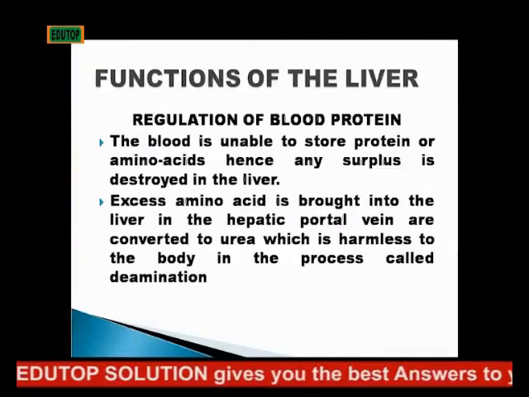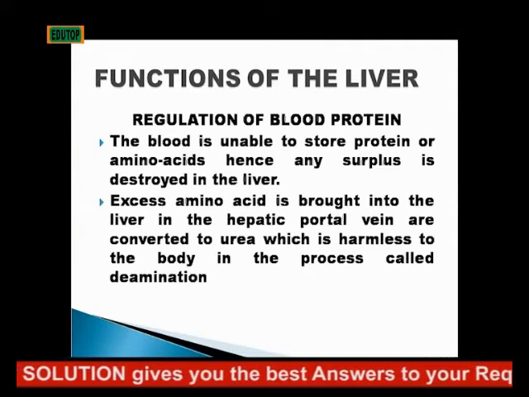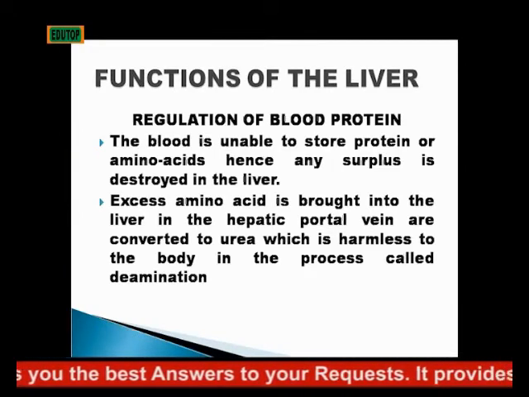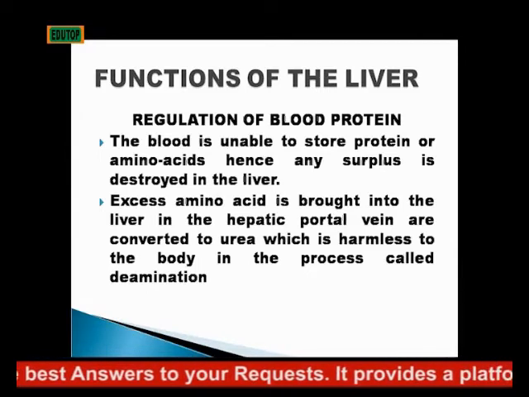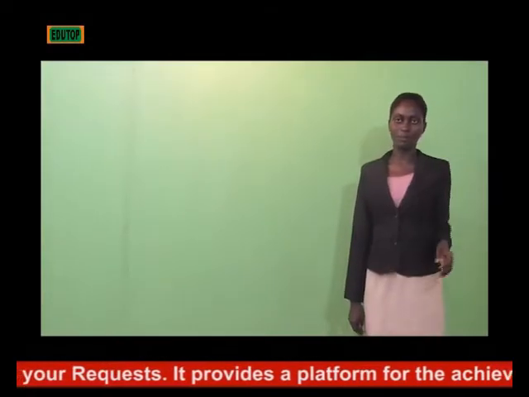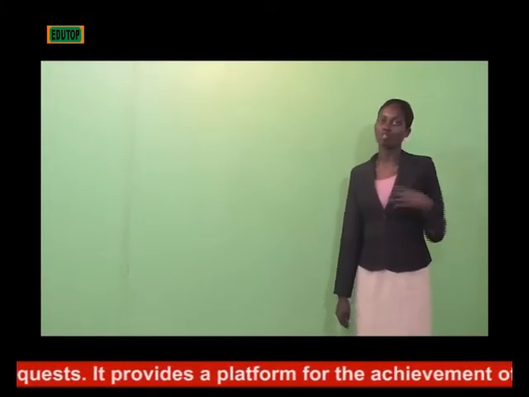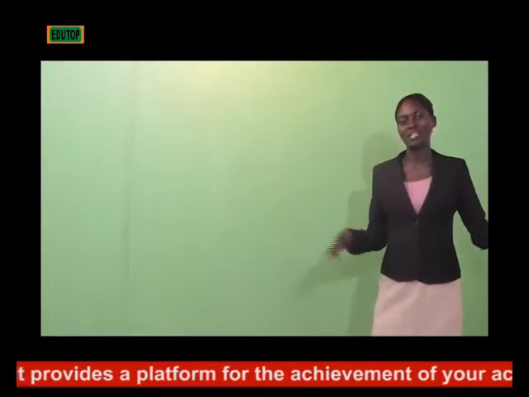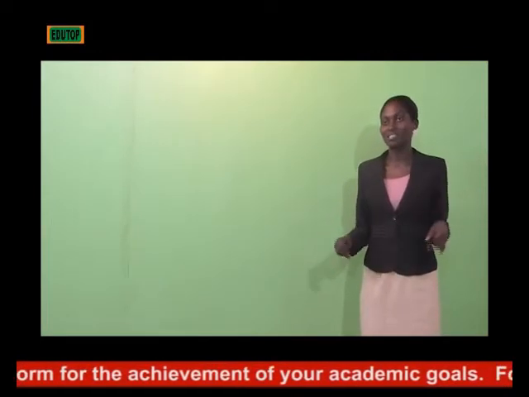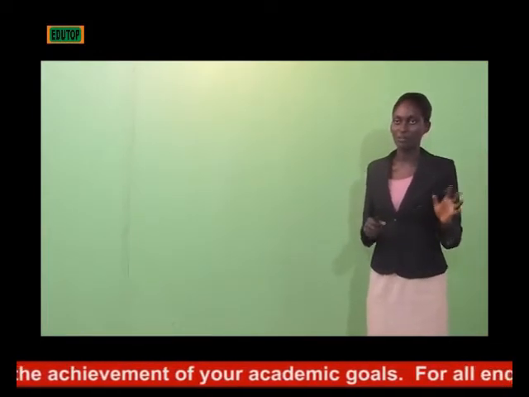Then the next function of the liver is regulation of blood protein. The body is unable to store protein or amino acid, hence surplus protein is destroyed in the liver. Amino acid or protein is not stored in the body, so it is destroyed when it is surplus. And the liver is the one that does that. It regulates the protein that we have in the body.